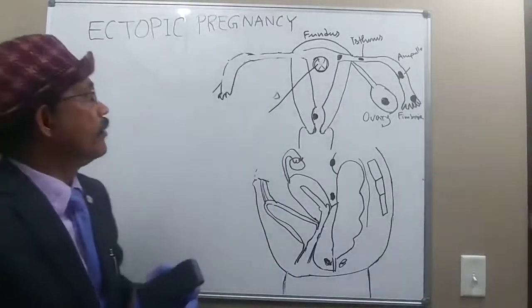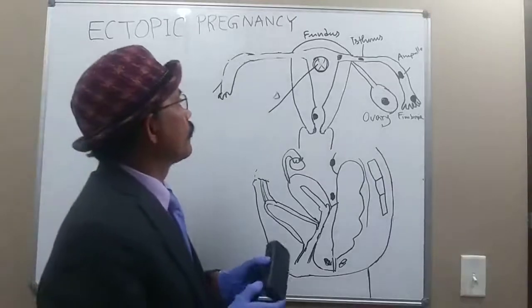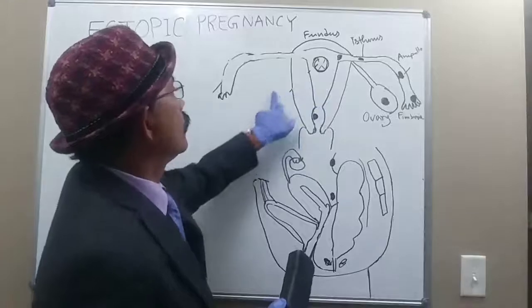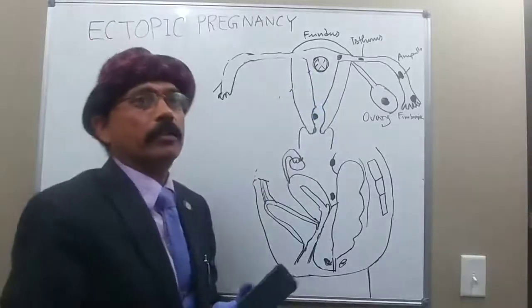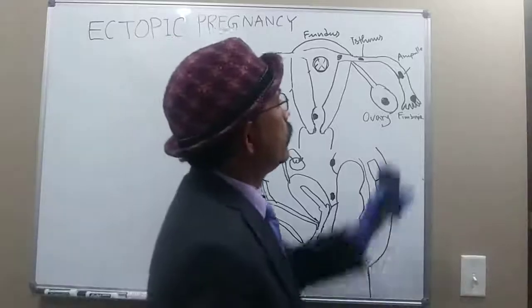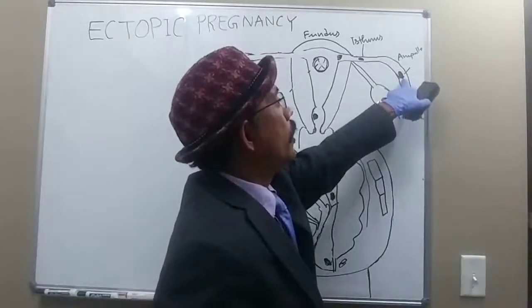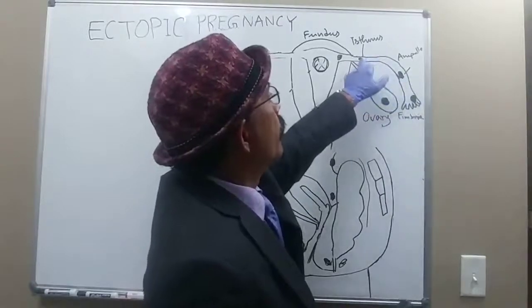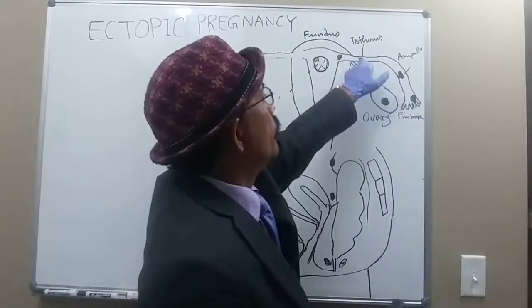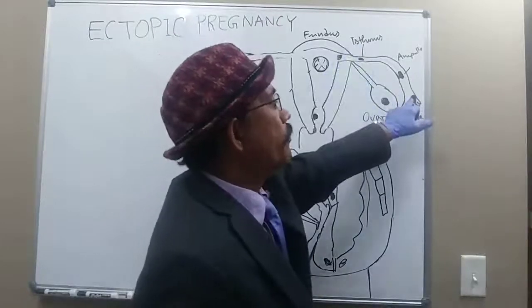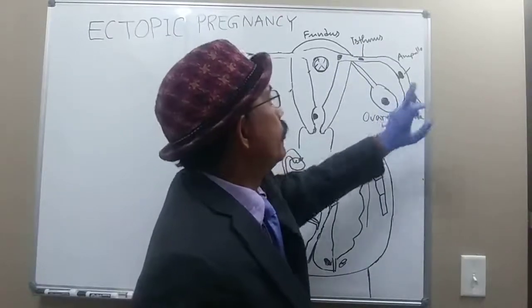Now in ectopic pregnancy, the blastocyst will not implant here. It may implant in the ampulla of the fallopian tube, on the isthmus part of the fallopian tube, in the cornu of the fallopian tube, or on the fimbriated end of the fallopian tube.